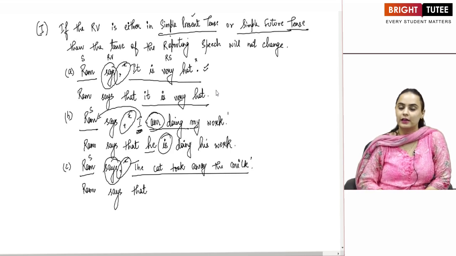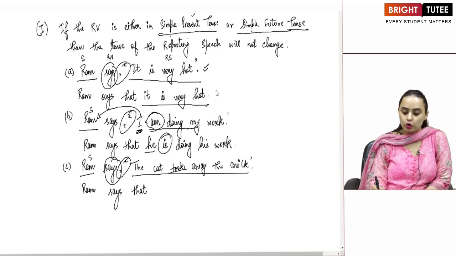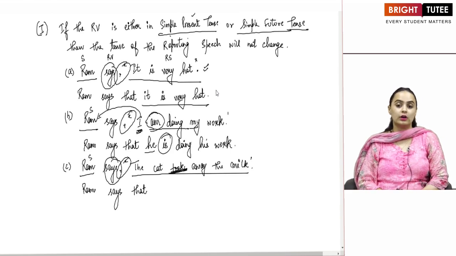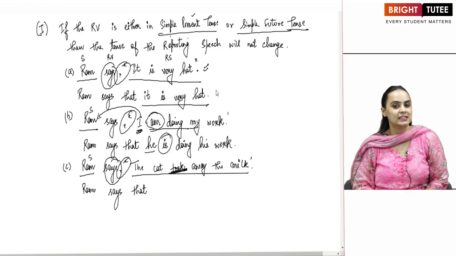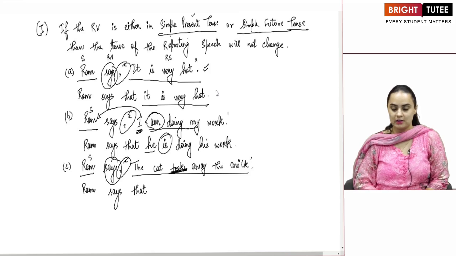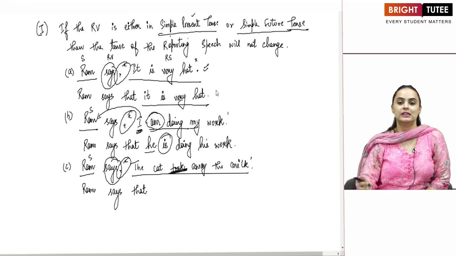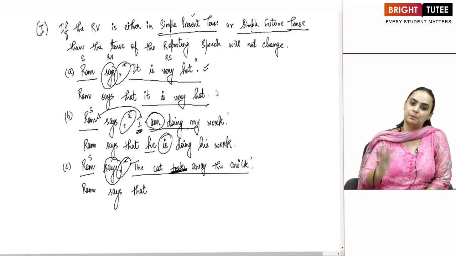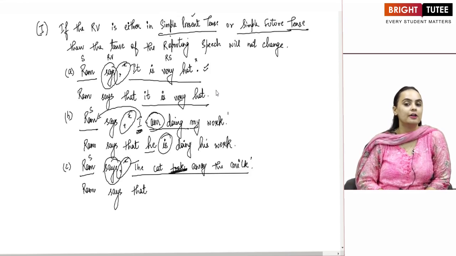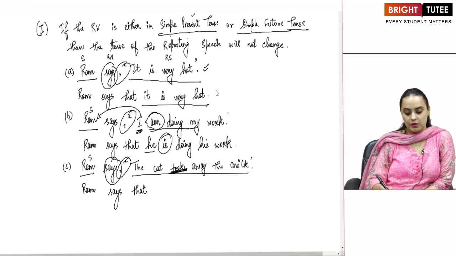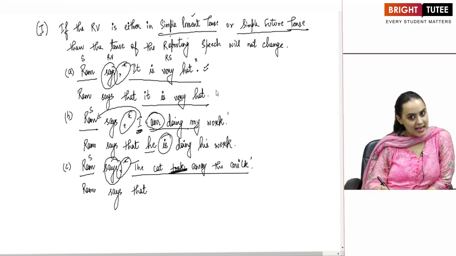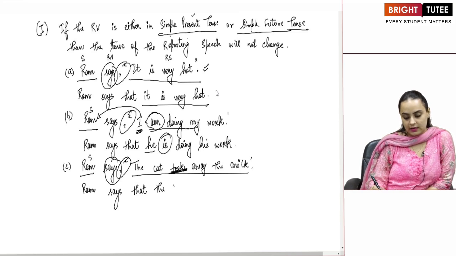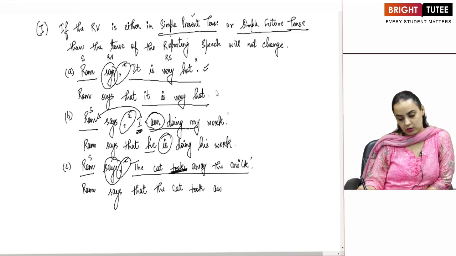Now let us look at the reporting speech. Took away the milk. Took is used. What tense is took? Simple past. So my reporting speech will remain in simple past in case of indirect speech as well. So Ram says that the cat took away the milk.